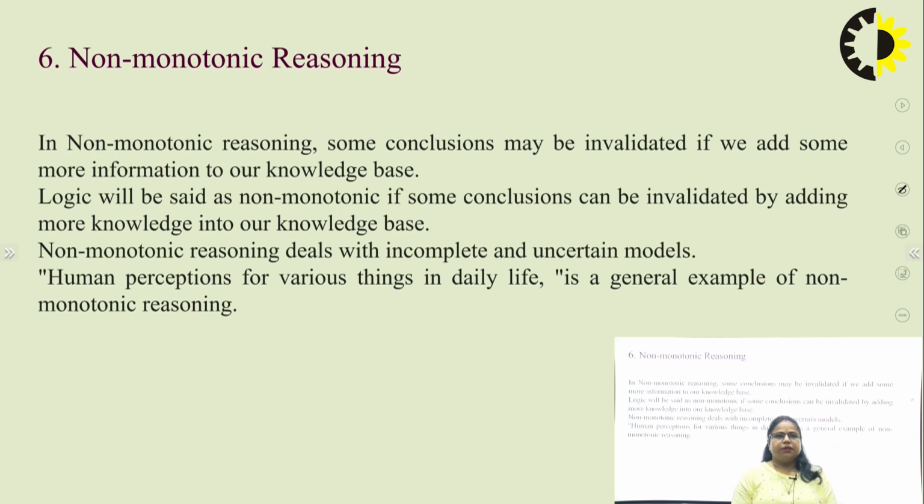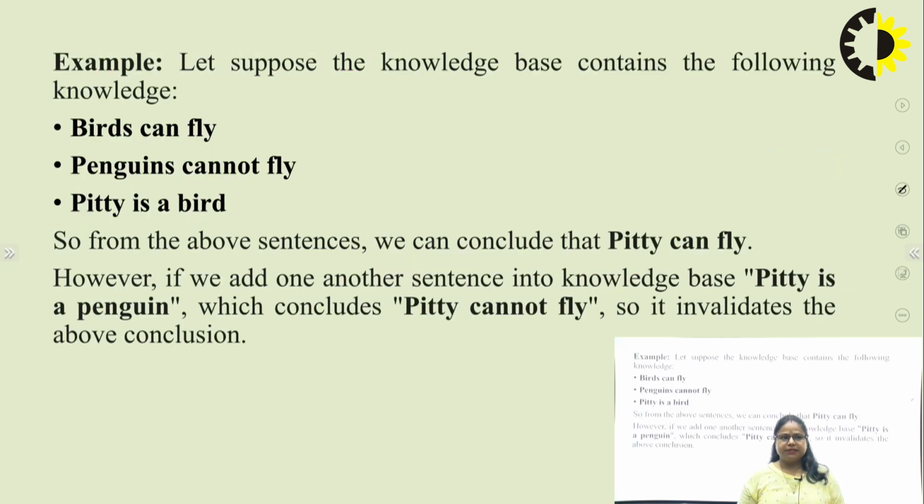In non-monotonic reasoning, some conclusions may be invalidated if we add more information to the knowledge base, right? This is logic in which some of the conclusions can be invalidated by adding more information into the knowledge base. Generally, non-monotonic reasoning deals with incomplete and uncertain models. We are talking about human perceptions in various day-to-day life, because human perception changes from time to time. So we are talking about non-monotonic reasoning.